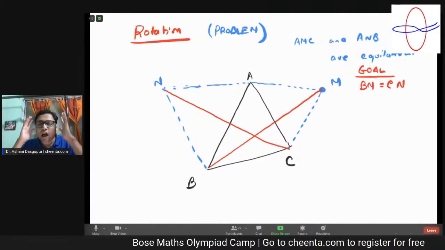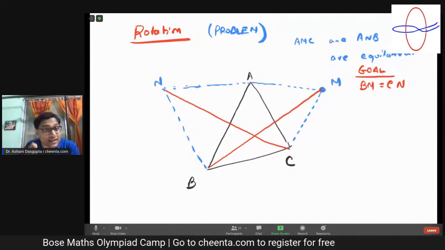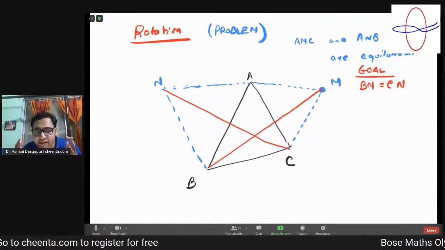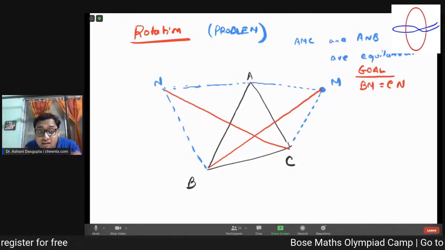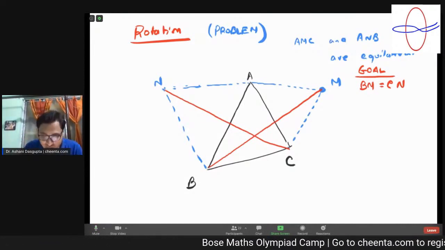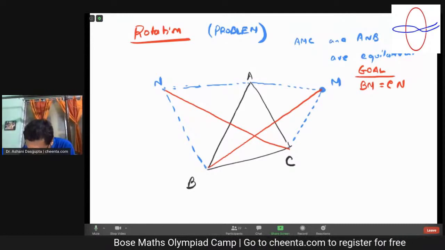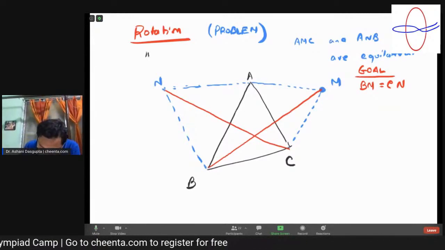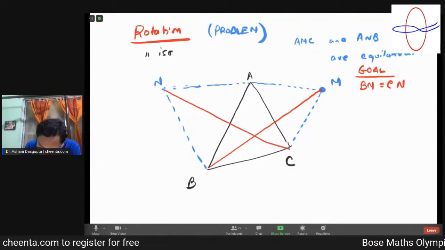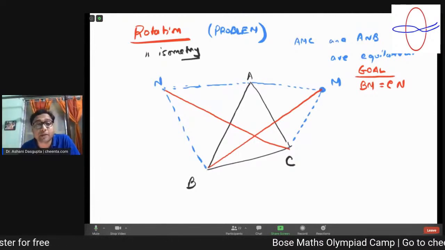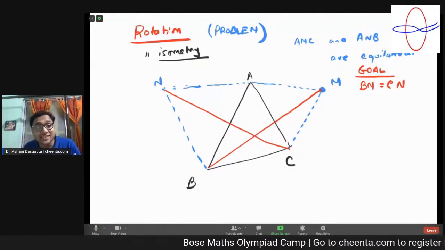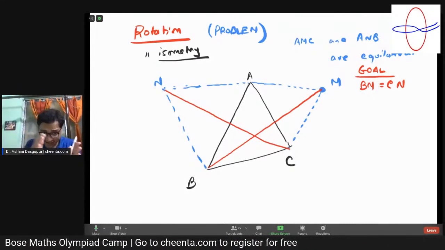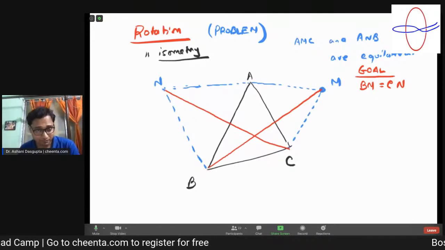Okay. Now, how do we do this? The clue is you have to use rotation. One good thing about rotation is it preserves sizes. So this is something to keep in mind. A rotation is an isometry, which means it preserves sizes. Whatever was the initial size, the final size is the same thing.